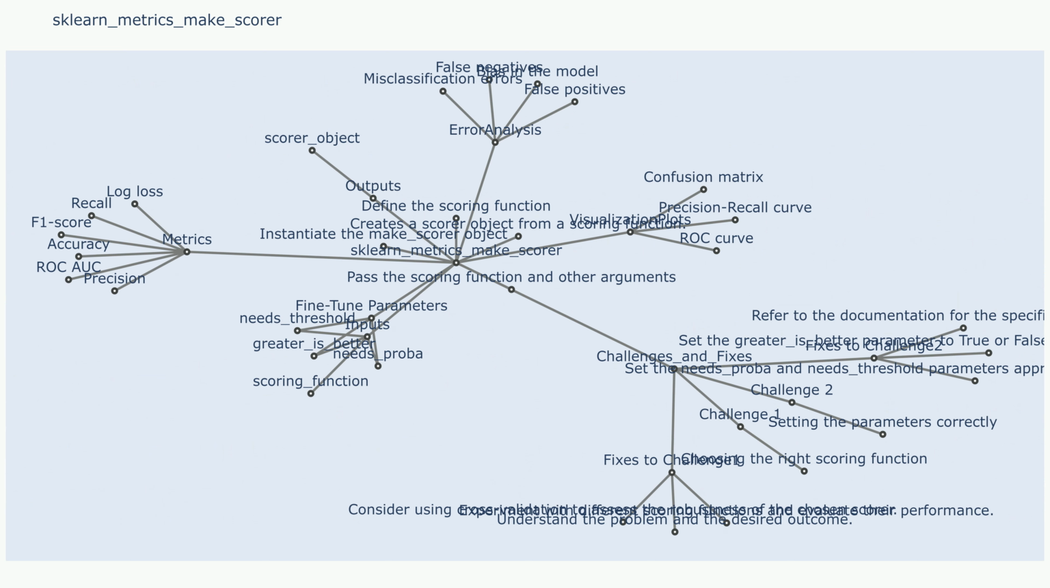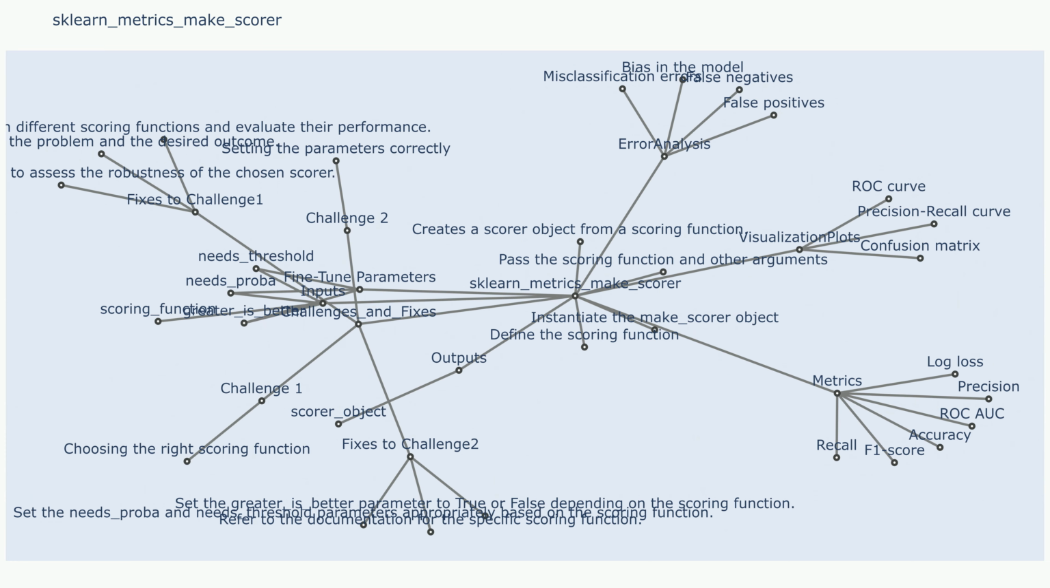Visualization plots: the make_scorer function is primarily a utility for defining scoring functions. It doesn't directly generate visualization plots. You can use the resulting scorer with other scikit-learn functions like cross_val_score or GridSearchCV to obtain performance metrics, which can then be visualized.